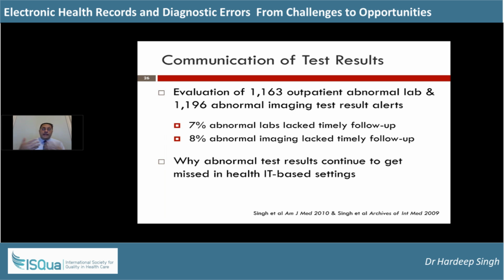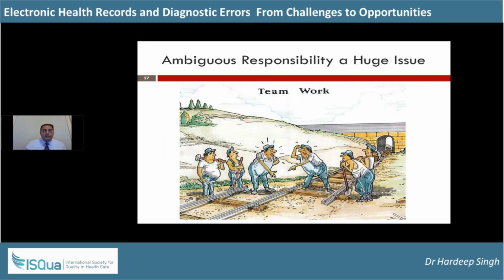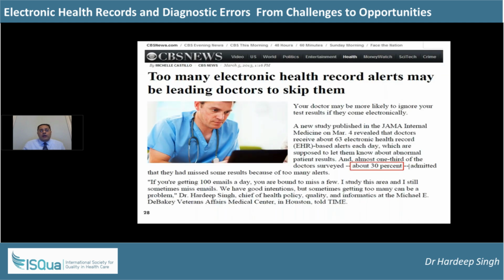In those situations, each one assumes that the other one's taking follow-up action. So ambiguous responsibility of follow-up is a huge issue in the outpatient setting. Actually, even in the inpatient setting sometimes. We also found that some of these electronic health record notifications were being skipped because there's too many of them. So almost 30% of providers said that they miss test results because of too many alerts.